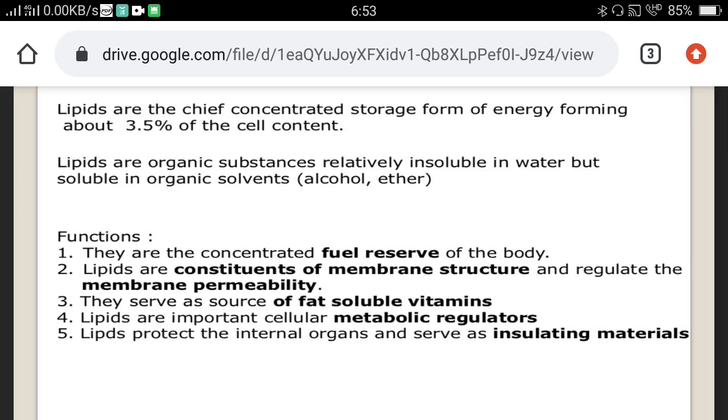Functions: they are a concentrated fuel reserve of the body. Lipids are constituents of membrane structures and regulate the membrane permeability. They serve as a source of fat-soluble vitamins. Lipids are important cellular metabolic regulators. Lipids protect the internal organs and serve as insulating materials.